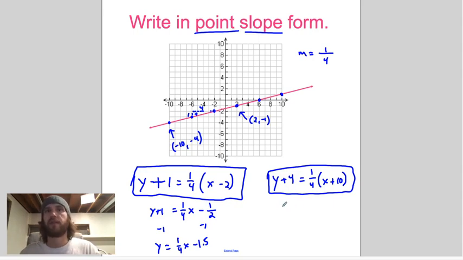Okay, so let's do that. I'm going to distribute, so you get y plus 4 is equal to 1/4 x, 1/4 of 10. 10/1 times 1/4 is 10/4. All right, so then I'm going to subtract 4 from each side. Ooh, this looks like fun. Fractions. y equals 1/4 x, and then 10/4 minus 4/1.